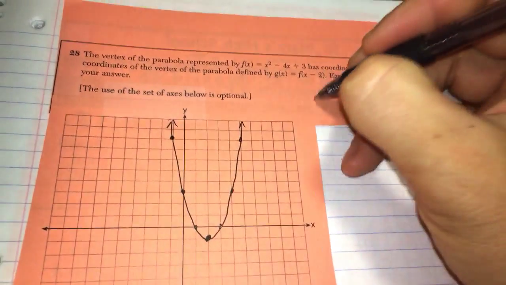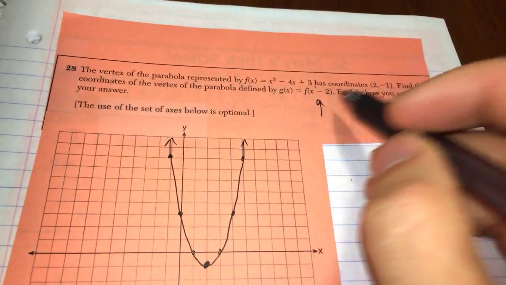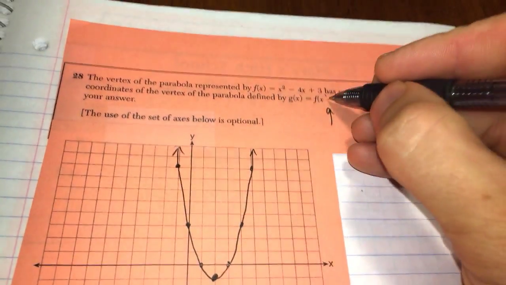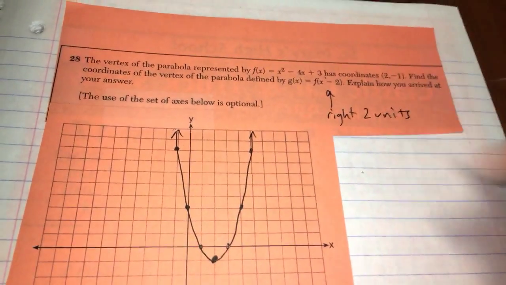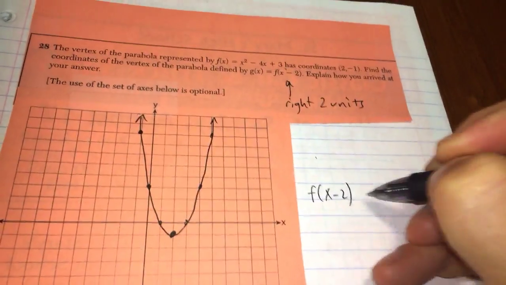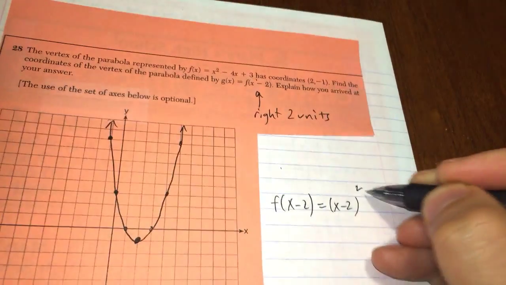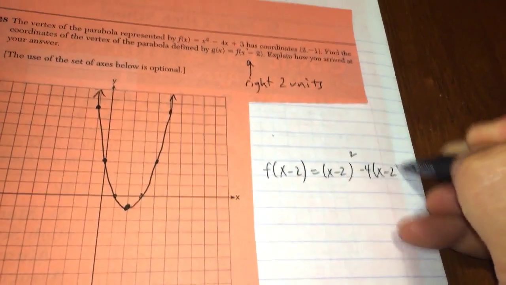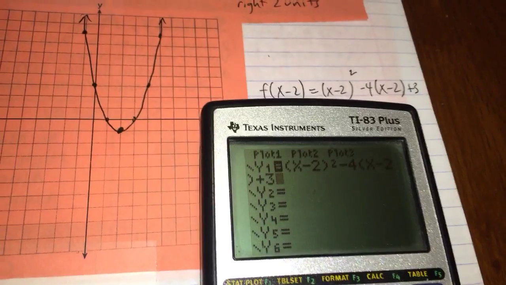Now this means that this is a graphical transformation. Now because the x minus 2 is in parentheses and because this is a minus, this means I'm going to the right 2 units. So if you wanted to, and if you plugged in f of x minus 2 into this function, you would have x minus 2 squared minus 4 times x minus 2 plus 3. There are different ways to look at this problem.